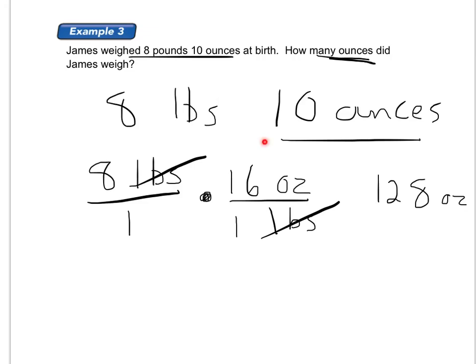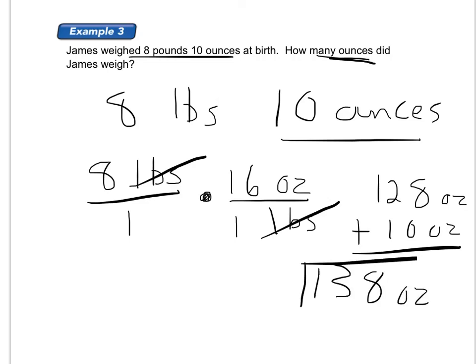Well, I can't forget about these 10 ounces. 8 pounds is 128 ounces, but then there's 10 more ounces. So I've got to add in the other 10 ounces. That gives me 138 total ounces, is what James weighed at birth.